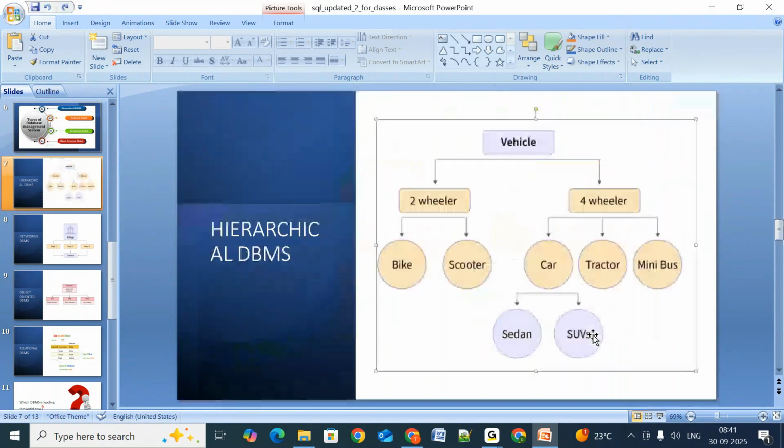If this is a story, let's say SUV's data, if I want to delete it, there is a chance of deleting car details, a chance of deleting four wheeler details, and a chance of deleting vehicle. If that chance is not there, then there is a chance of losing SUV's data permanently. If you want to retrieve the information from SUVs, you have to traverse all these four tables, or all these four values.